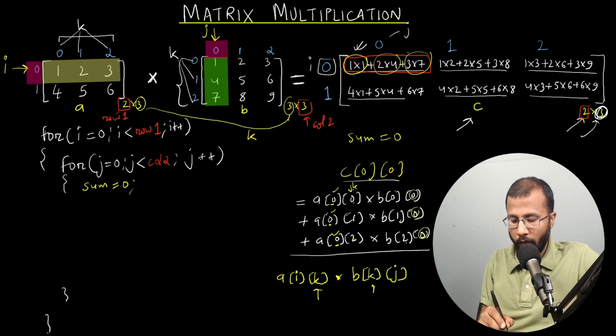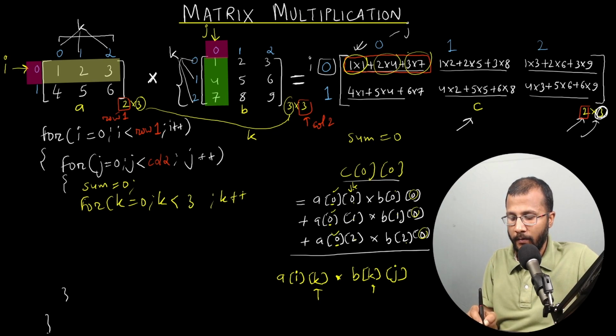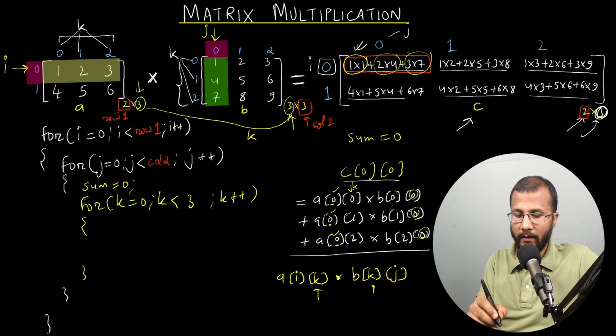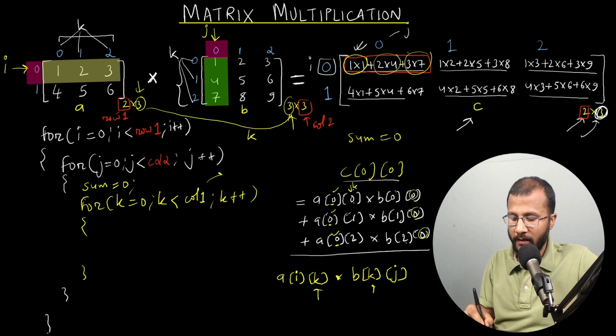So I'll write for K equals 0, K starts from 0, and K is less than 3 in this example, K plus plus. Now K is 3 here. 3 is nothing but the number of columns in matrix A or the number of rows in matrix B. So I can make it more generic here. Instead of 3, I can write column 1, or I can also write row 2, right? Because column 1 and row 2 are the same.